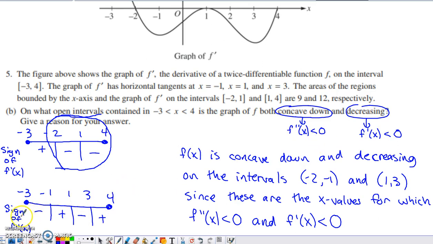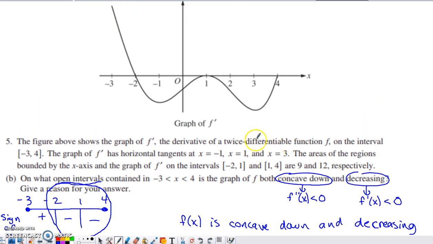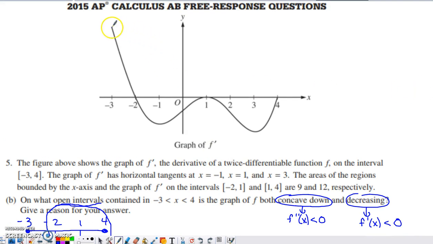So I did have to realize what to look at to build my sign chart for f double prime. This is a graph of f prime. F double prime is the derivative of f prime. Anytime I'm looking at a graph and I'm trying to determine values of that graph's derivative, I'm always going to look at slopes. So I'm looking at the slope of this graph: negative, negative, negative, negative, negative, negative, negative, 0. They told us we had a horizontal tangent at negative 1, so 0 for the slope here.